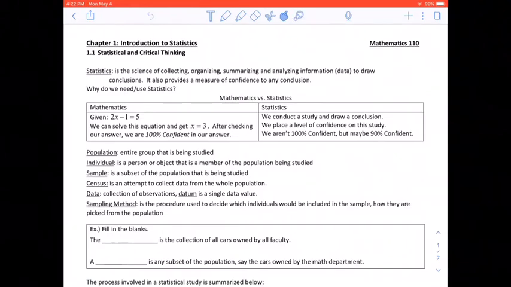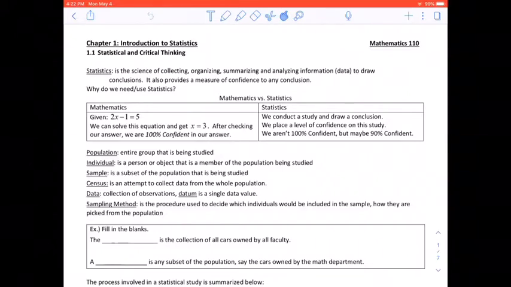We are in Chapter 1, Introduction to Statistics. This is Section 1.1, Statistical and Critical Thinking. Statistics is the science of collecting, organizing, summarizing, and analyzing information or data to draw a conclusion. It also provides a measure of confidence to any conclusion.